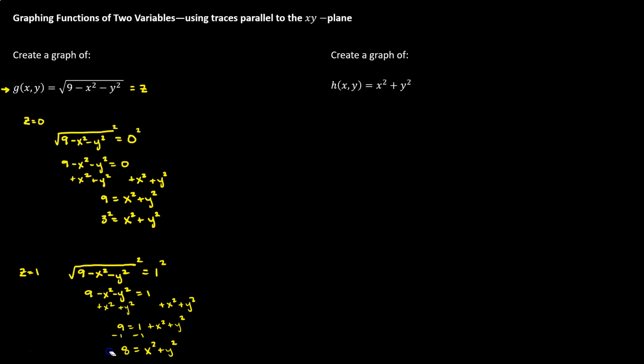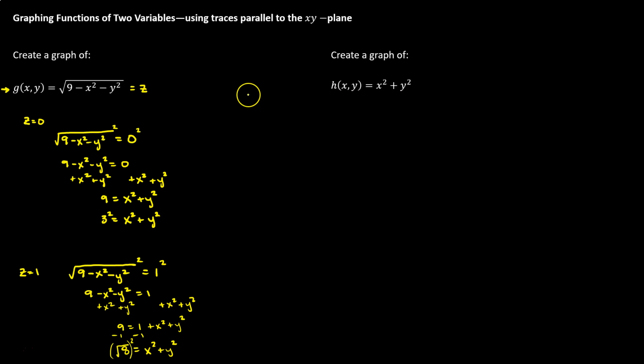The radius is not as nice as the radius in the z equals 0 plane. We need to find a number that when we square it, it's equal to 8. The best we can do is the square root of 8. So our radius is square root of 8. And if we were to check that on a calculator, we could see that the square root of 8 is just a little bit smaller than 3.